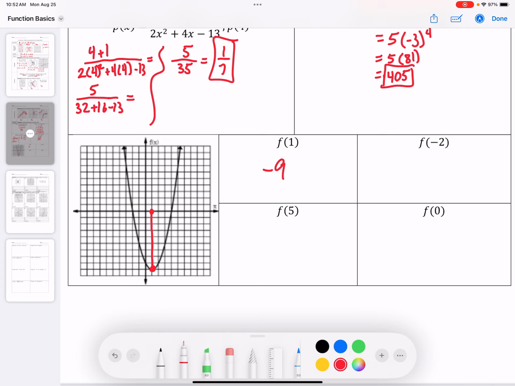Then for the next one, we're going to negative 2. So the value of my graph at that x value is 0. Doesn't go up or down to anything. Then we're going to f of 5. So 1, 2, 3, 4, 5, which is up here, which is at 6. And then 0 is the last one. So 0 is here. We're going to go down here and see what our y value is. And that looks like negative 8.